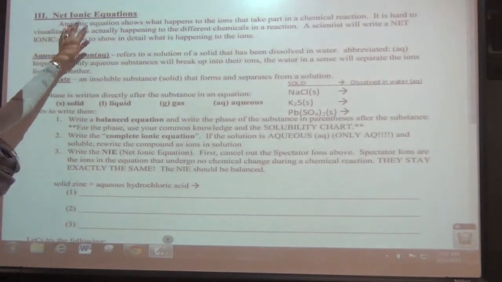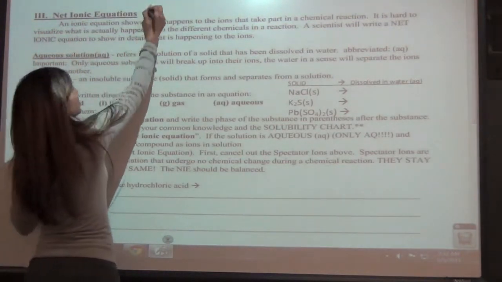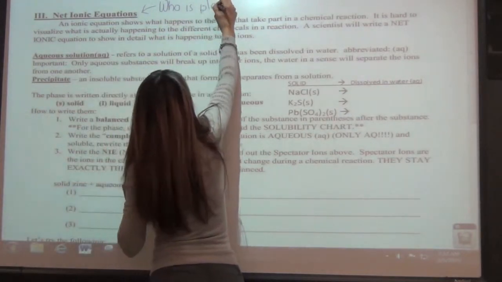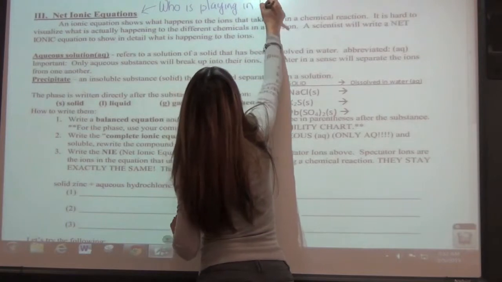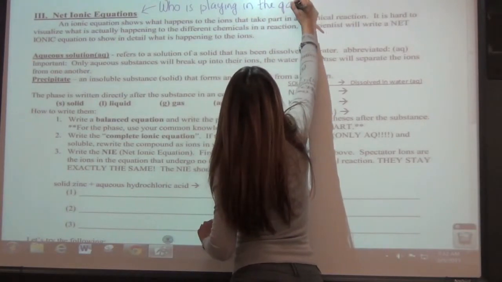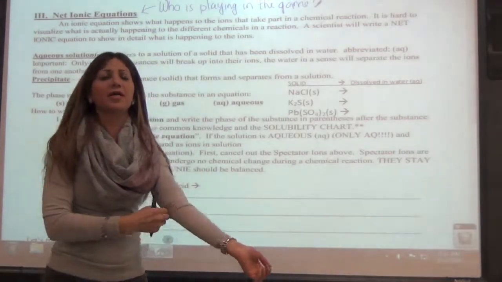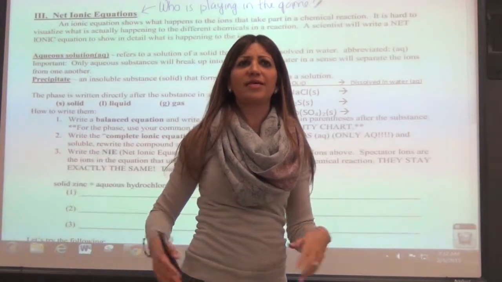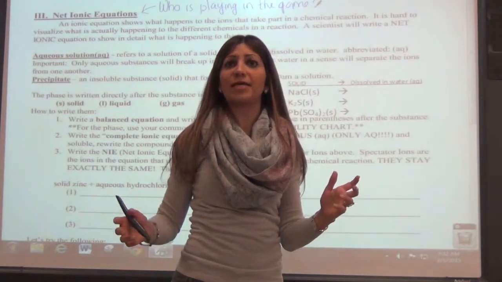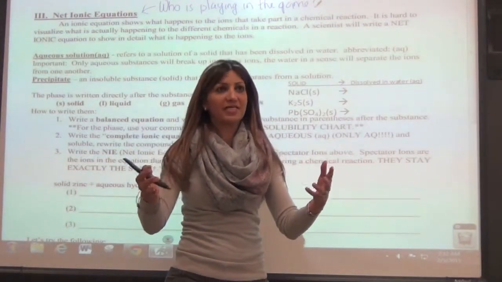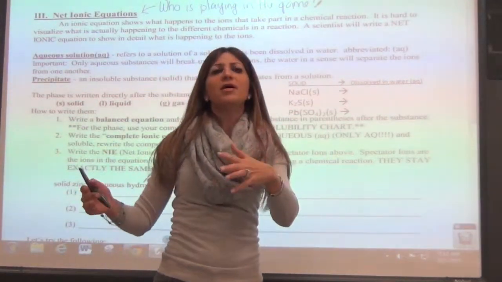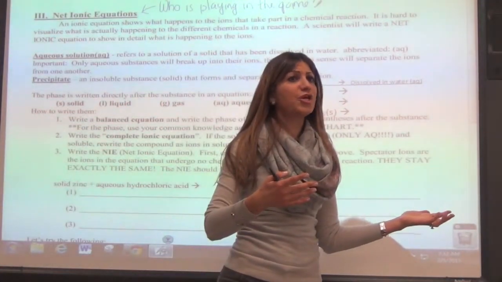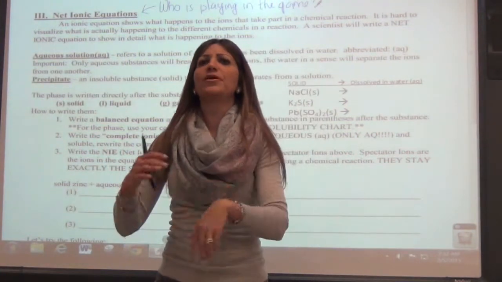So, what basically we're trying to figure out here with net ionic equations is who are the players? Who is playing in the game? Okay, you know, you can go to a game and you can sit in the stands. What do you call the people that sit in the stands at a football game, at a baseball game, at a basketball game, a hockey game? You call them? Spectators. Perfect. The spectators are the people that come, they sit in the bleachers, they watch the game, they leave the game basically unharmed, unchanged, okay?